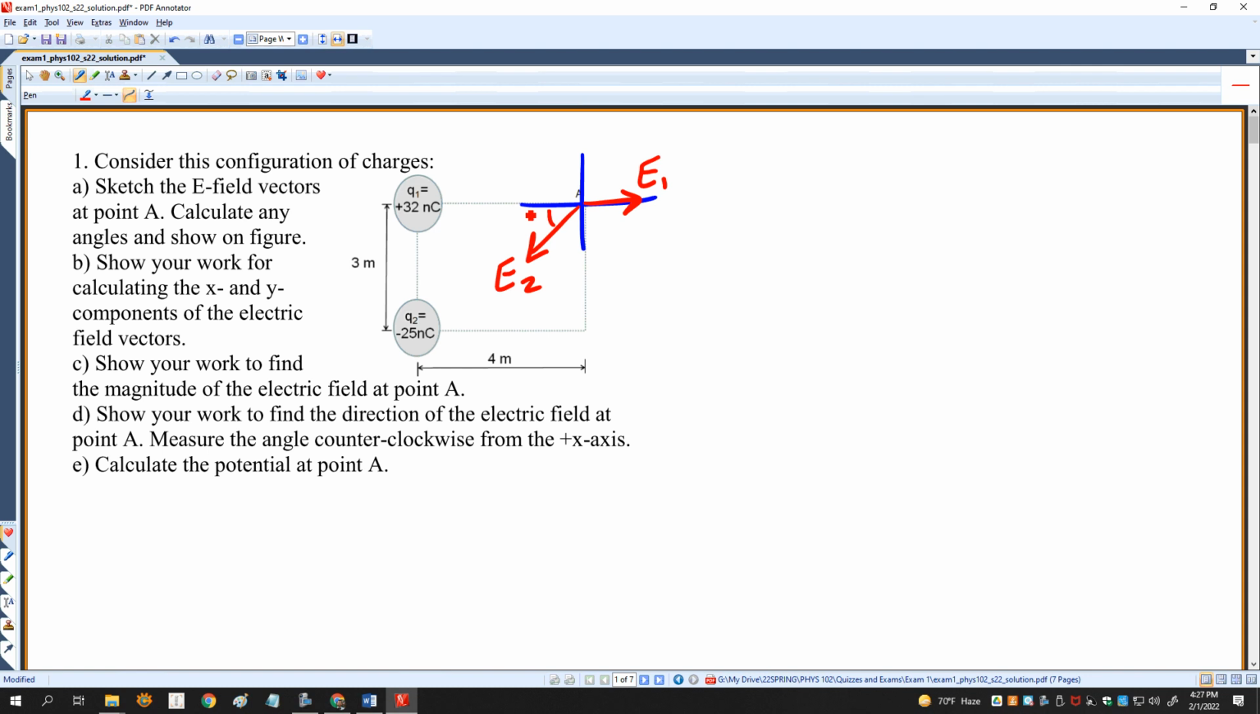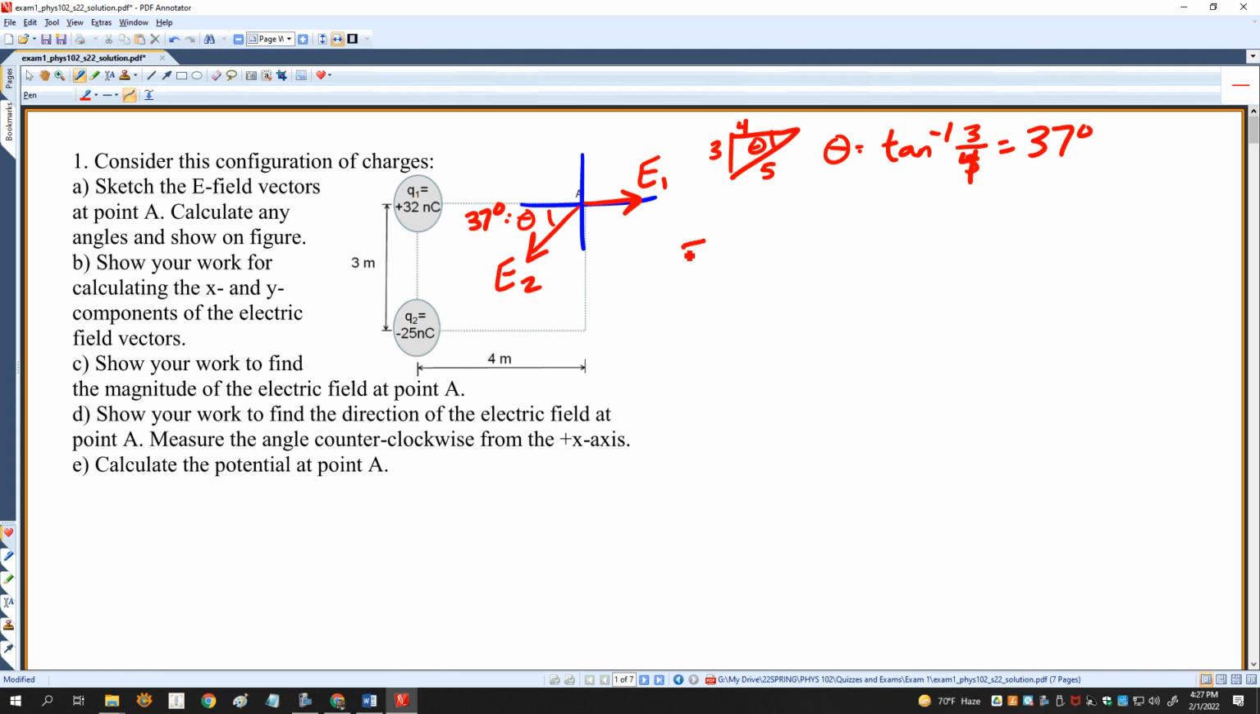Let's go ahead and figure out what is this angle. I'll call it theta. Notice that this is a 3, 4, 5 triangle. And I want to know what is this angle theta, and so that theta is the inverse tan of opposite over adjacent, so it's 3 over 4, so that's equal to 37 degrees. So that angle is 37 degrees right there.